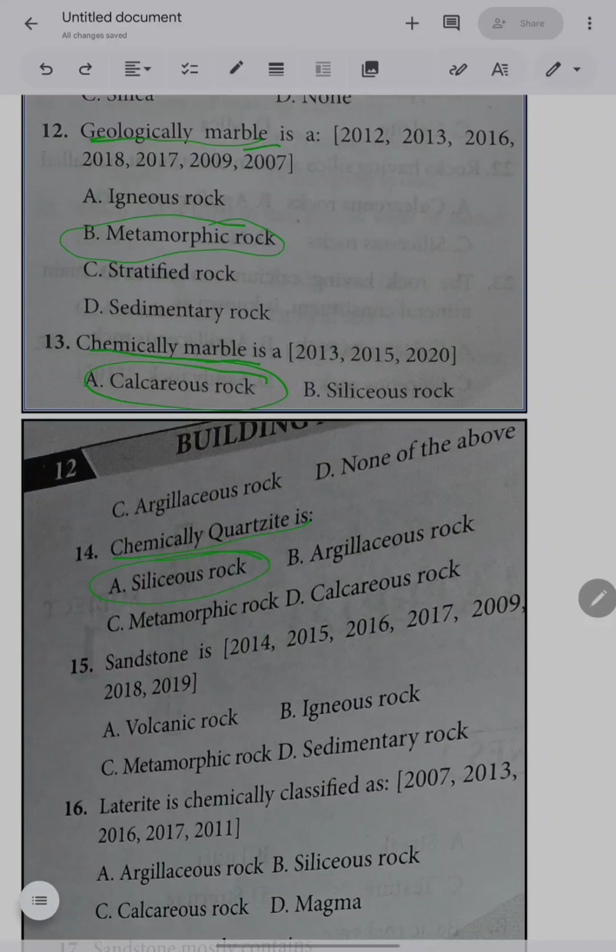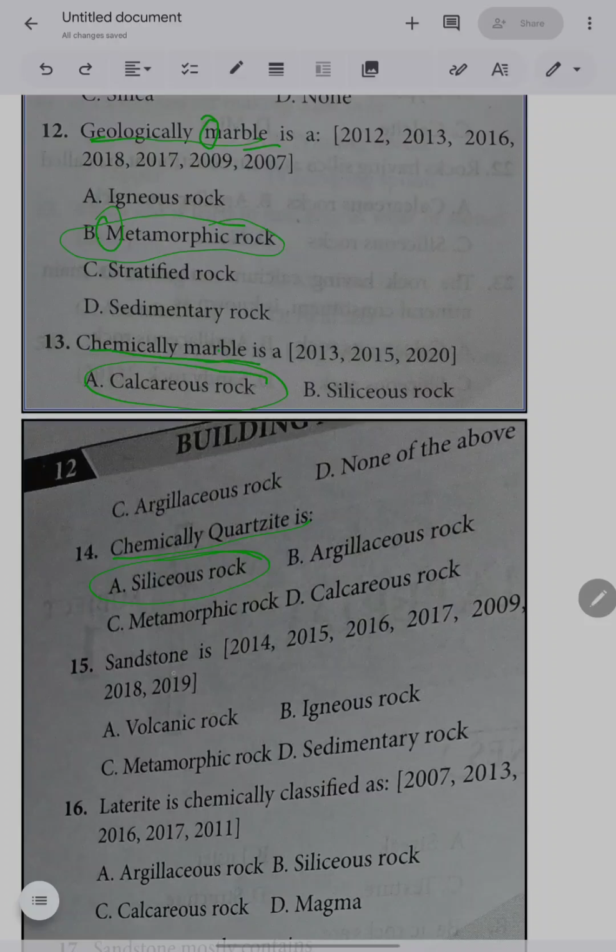Okay, next question. You should remember these questions like this. Geologically, marble is a metamorphic or sedimentary or stratified, like that. So, geologically, marble is a metamorphic rock, and chemically, marble is a calcareous rock. Okay. Similarly, chemically, quartzite is a siliceous rock.